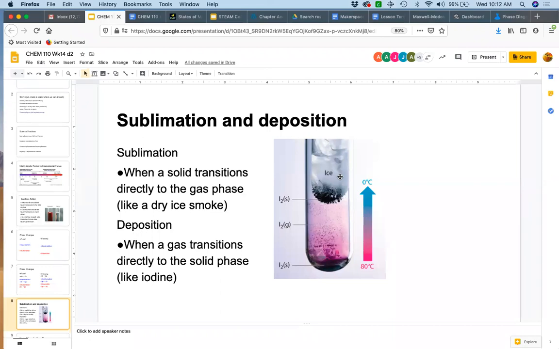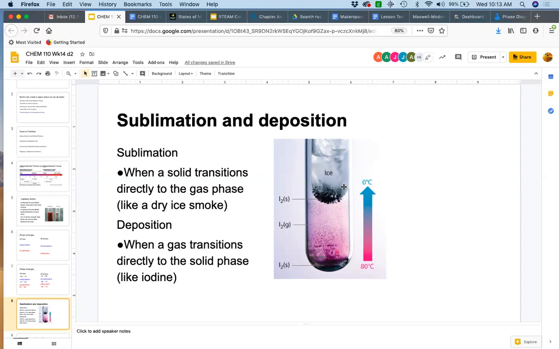So if I think about this, it's a solid transitioning directly to a gas phase. A good way to think about that is maybe dry ice smoke that you sometimes see as special effects. And then deposition would be when a gas transitions directly to the solid phase. And this is the example that we have here. This is iodine, where the gas I2 is transitioning to solid I2 crystals that are depositing on the cold surface of the ice finger that's shown here.